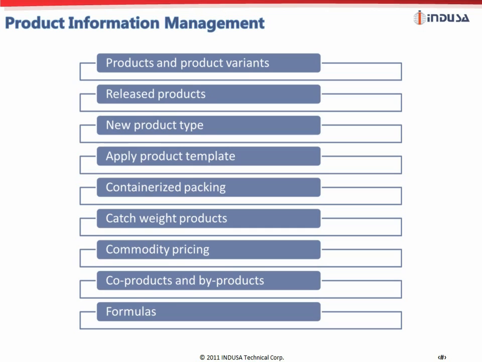Containerized packaging has been enhanced in process manufacturing. This feature allows batch orders for a packed product to be consolidated with similar packed products and parent bulk product. Commodity pricing functionality is enhanced to allow pricing information to be coordinated more closely with trade agreements.